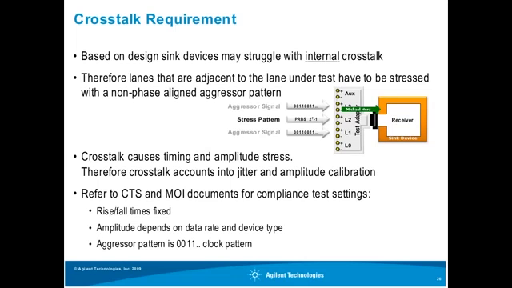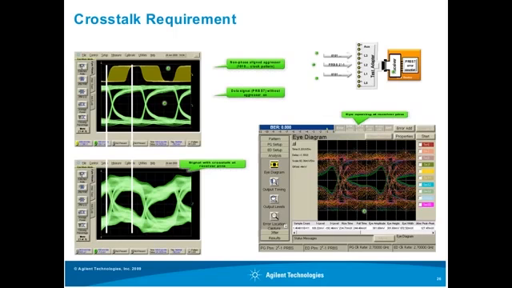Crosstalk causes timing and amplitude stress, and I have an example on the next slide. And therefore it accounts into jitter. That's why it has to be accounted into the Tj calibration, and also into the amplitude. So that has also to be considered there. And this is well explained in the compliance test specification in the MOI documents, how to calibrate that. But basically, we use a 0011 clock pattern, so half-rate clock pattern for the compliance test.